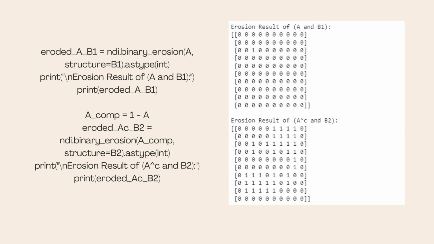At the end of this stage, we generate two key outputs: foreground erosion, erosion of A with B1, and background erosion, erosion of A complement with B2. These two erosion results are displayed in this slide to visualize how both the object and its background are separately analyzed before performing the final hit or miss operation in the next step.